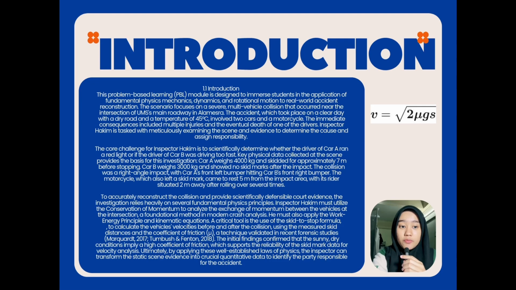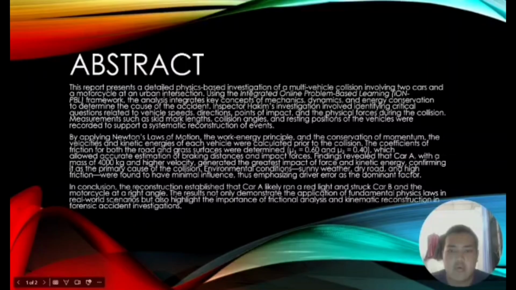We are relying on fundamental principles, the conservation of momentum, and the work energy principle. Key data includes car A, which weighed 4,000 kilograms and skidded 7 meters, and car B, which weighed 3,000 kilograms. Our critical tool is the skid to stop formula, using the formula that you see right now. By applying this alongside kinematic equations, we can calculate the precise pre-collision velocities of the vehicles. This physics driven analysis will transform the scene evidence into crucial quantitative data, allowing us to accurately identify the responsible party.